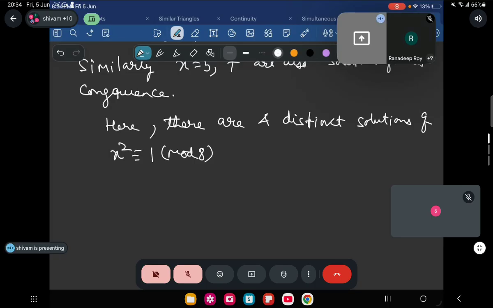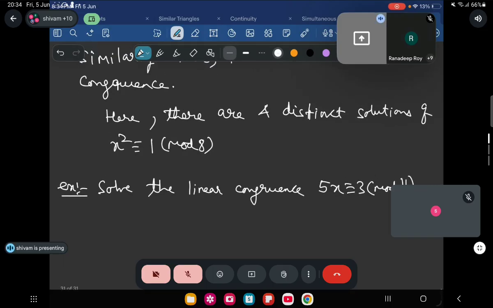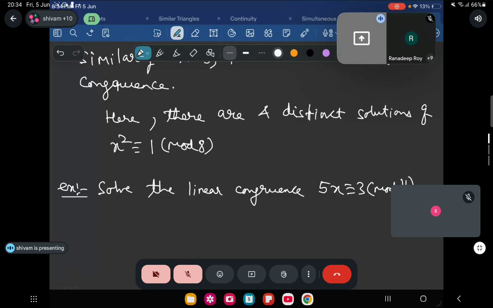For example, solve the linear congruence 5x is congruent to 3 mod 11. Okay, everyone, I want to solve the linear congruence 5x is congruent to 3 mod 11. Everyone, pay attention.